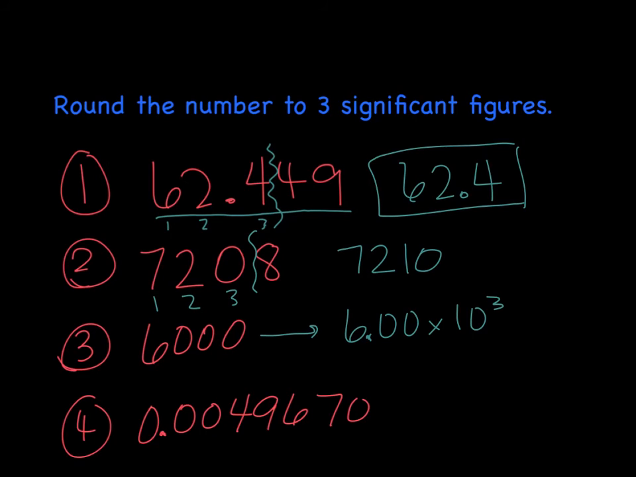All right, and then on number 4, this is the first, second, third significant digit, and so I have to round that 6. So I'm going to look right next to it. The 7 is greater than 5, and so this number has to go up. And so it's going to be 0.00497. Now remember, these first zeros, the ones up here, are not significant because they're leading, and leading zeros are never significant.